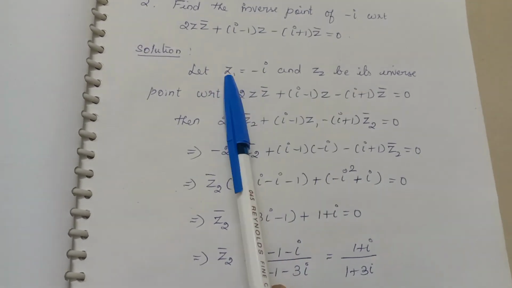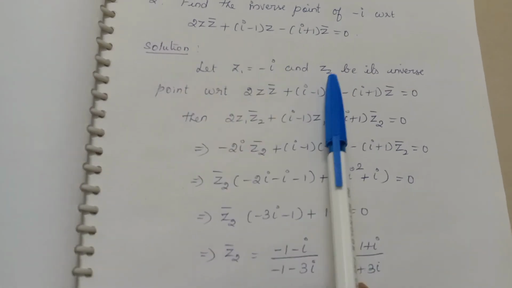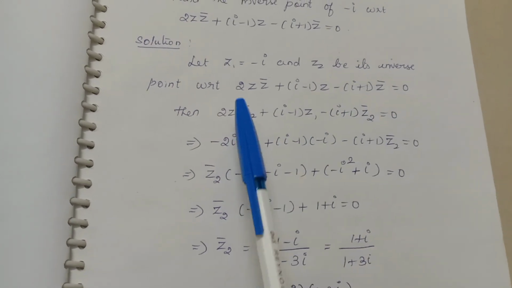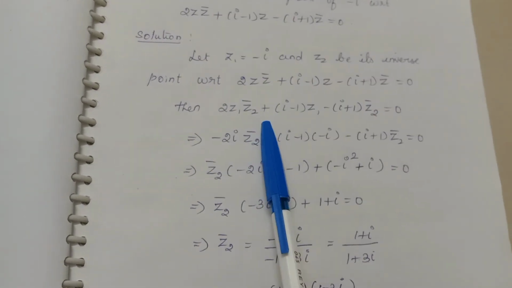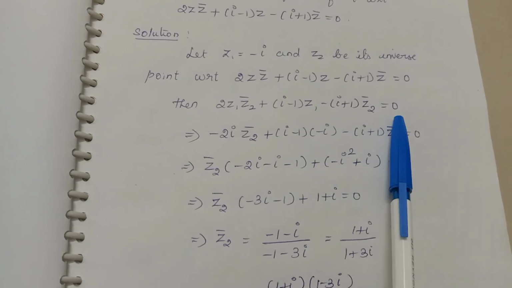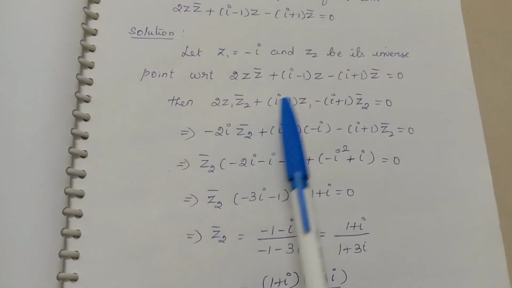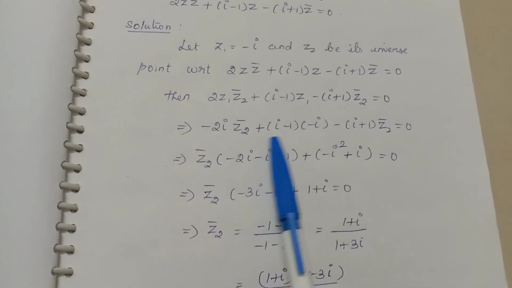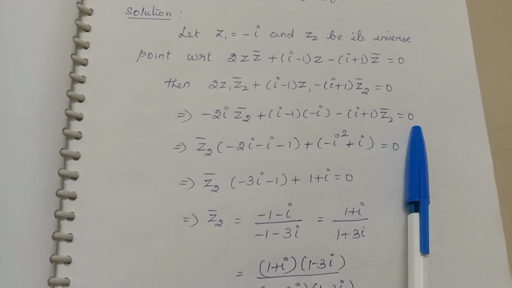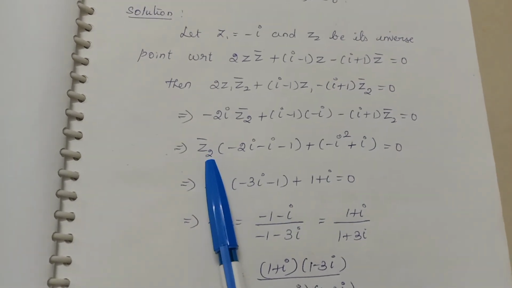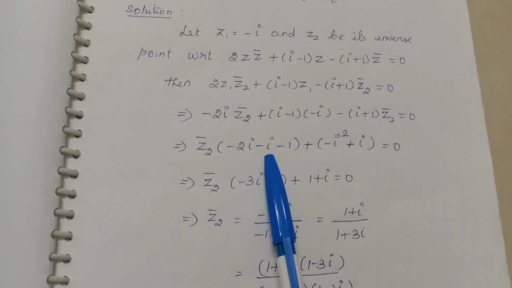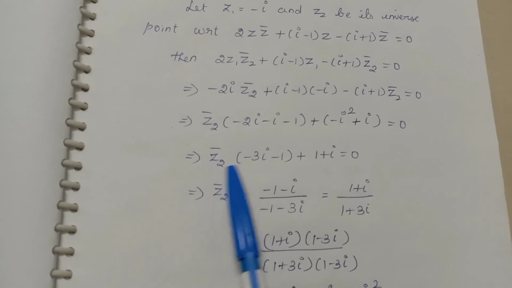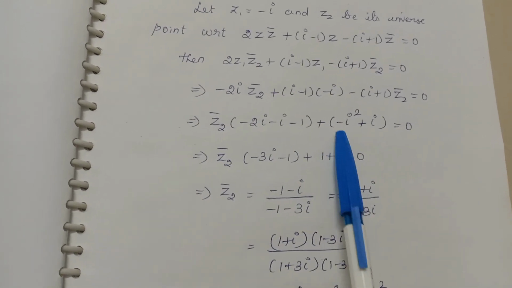Now for z1 equal to minus i, let z2 be the inverse point with respect to this circle. So what is the condition to be satisfied? 2 z1 z2 bar plus (i minus 1) z1 minus (i plus 1) z2 bar equal to 0. Let's substitute z1 equal to minus i and z2 equal to z2 itself. So minus 2i z2 bar plus (i minus 1) into (minus i plus 1) into z2 bar equal to 0. So take z2 bar outside. So z2 bar into (minus 2i minus i minus 1 plus, here it will be minus i square plus i) equal to 0. So z2 bar into (minus 3i minus 1 plus, here i square is minus 1).